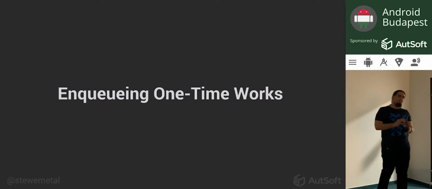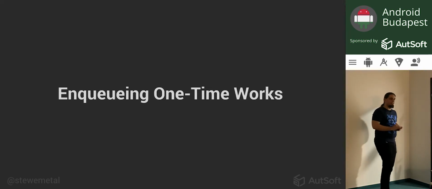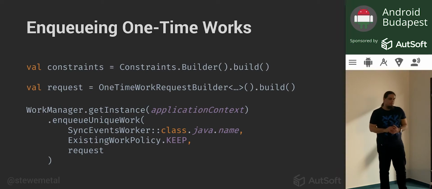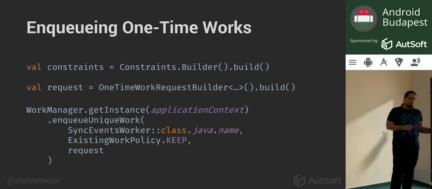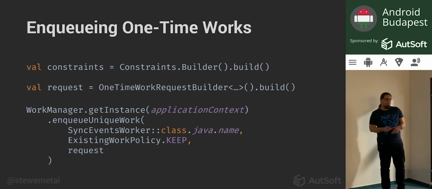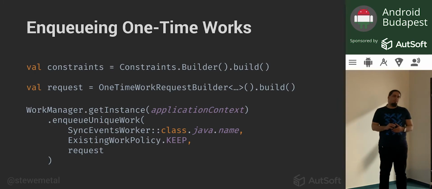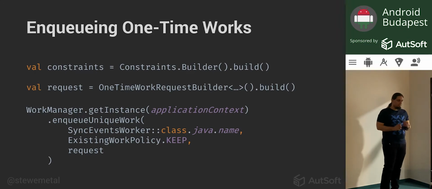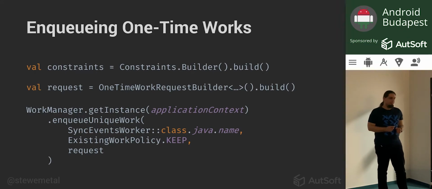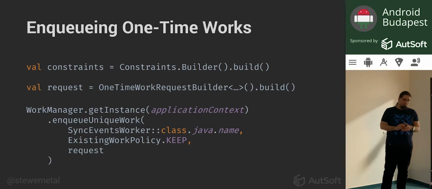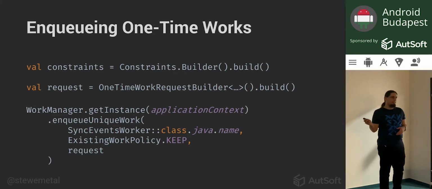Okay, we're almost there. We're also able to run our first work. So how about enqueuing one-time works? We already defined our constraints. We defined our work request. Now it's time to enqueue it. First of all, we have to get our grasp on a WorkManager instance, which in fact is a singleton instance by default. We can get it with the getInstance method.